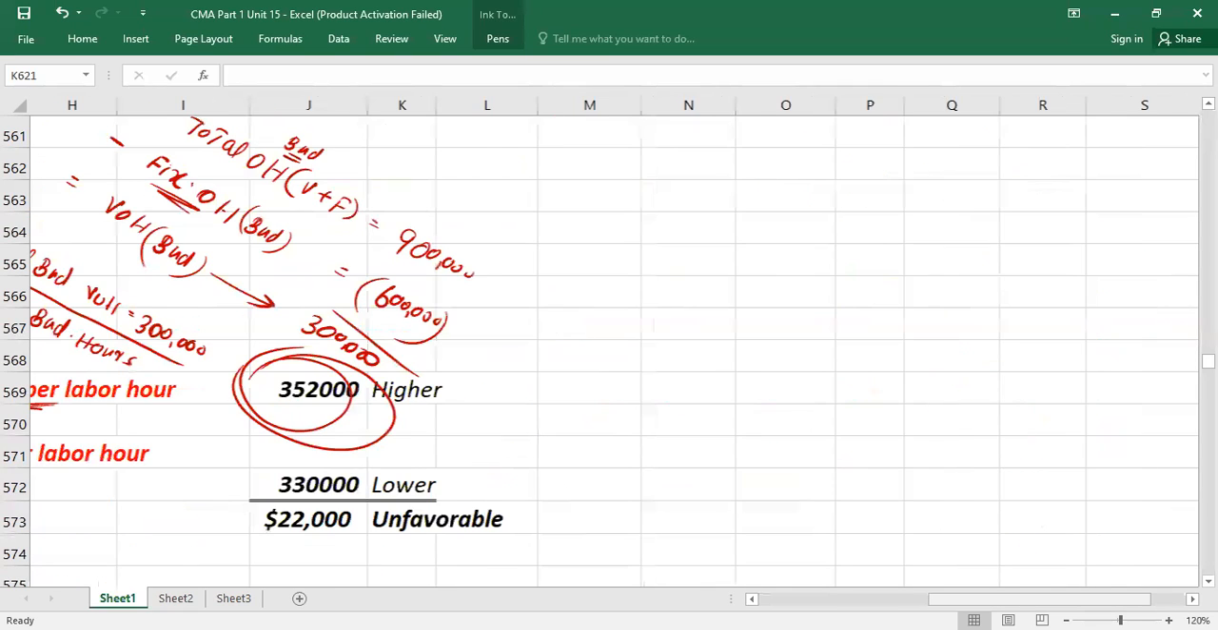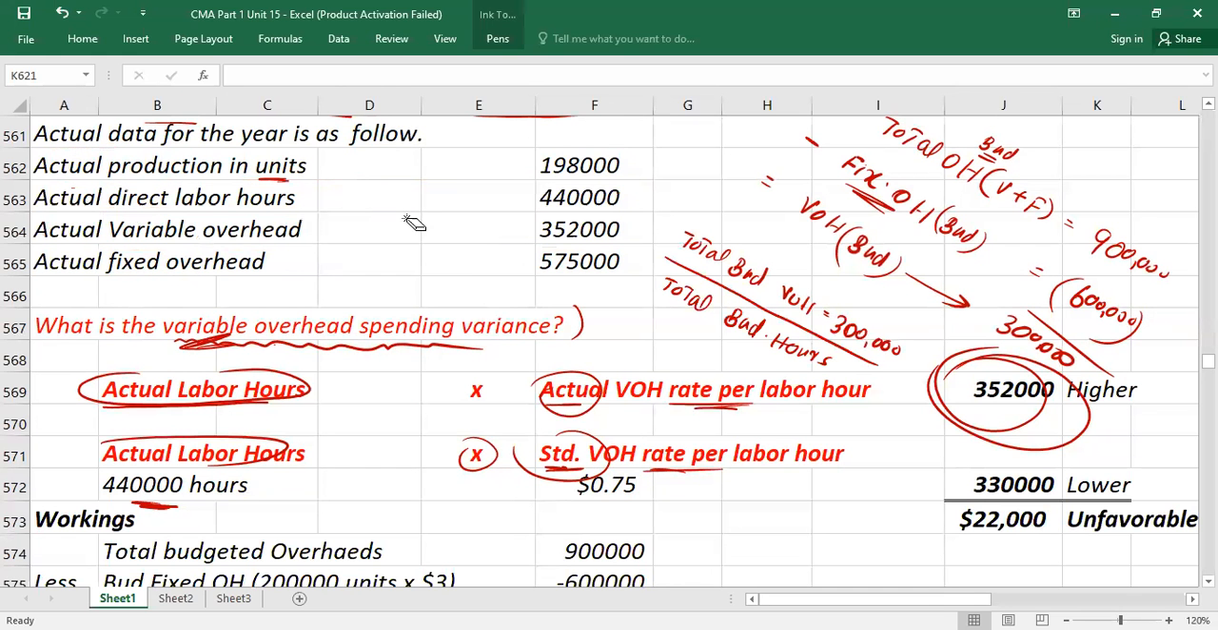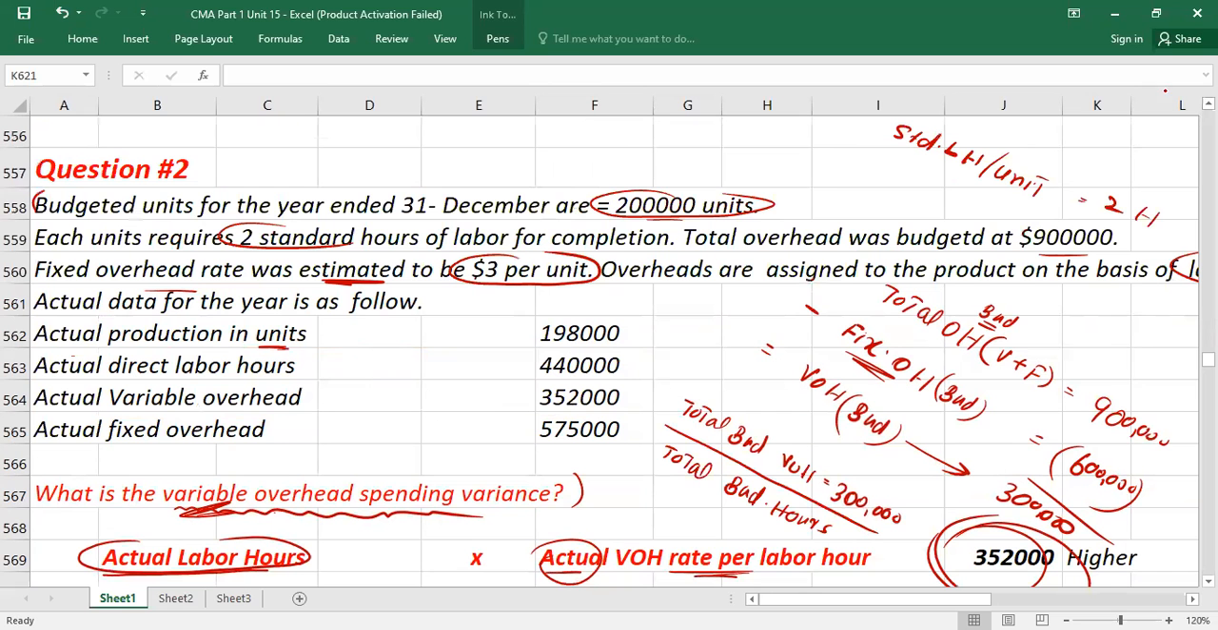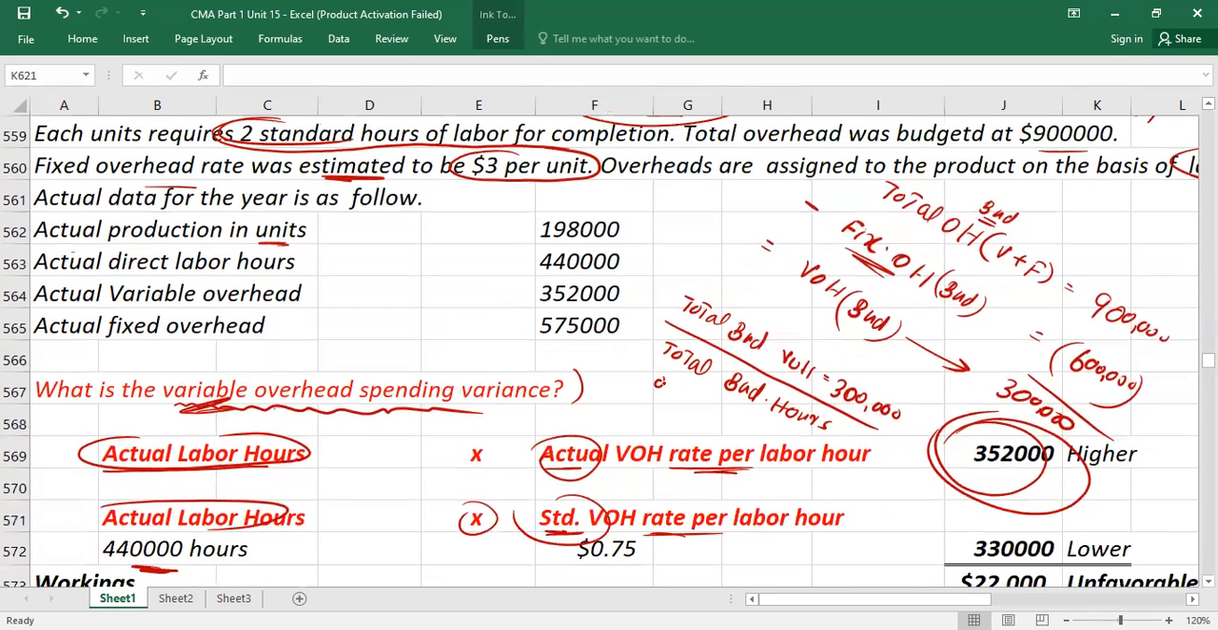Look in the question, which information is given. He told in the question, each unit requires 2 standard labor hours. This is budgeted hours, but this is for 1 unit. And how many units are there? 200,000 budgeted units. If I take budgeted units into budgeted time, I will get budgeted hours. Right or wrong? So 200,000 units, 2 hours per unit. If I multiply, it is going to be 400,000 hours.